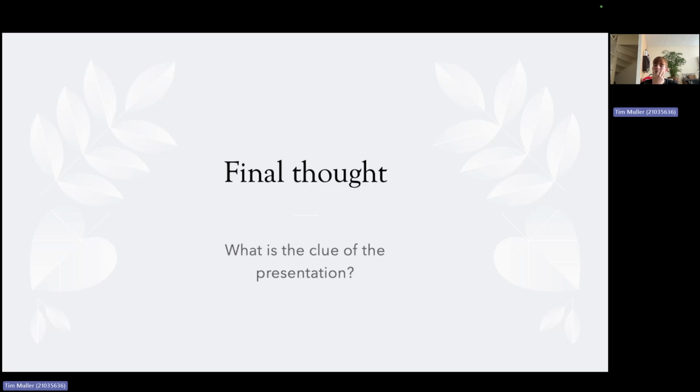Moving on to the final thought. So, what is the key message of this presentation? This information shows that it is really important to identify which risk profile you have, to make sure your strategy aligns with this, and that it also aligns with your financial goals and the stage in life that you are in right now.